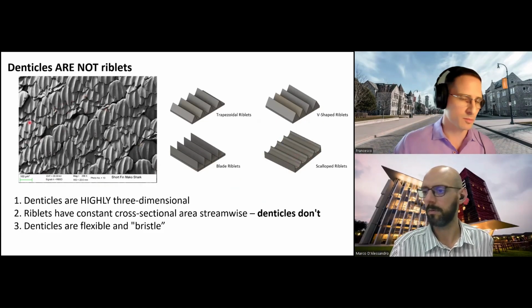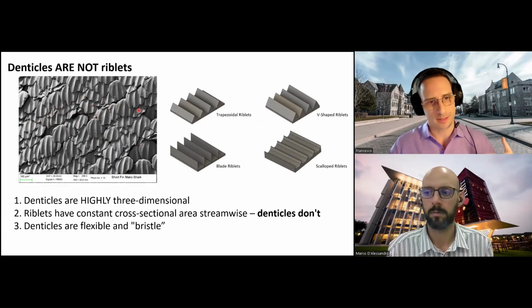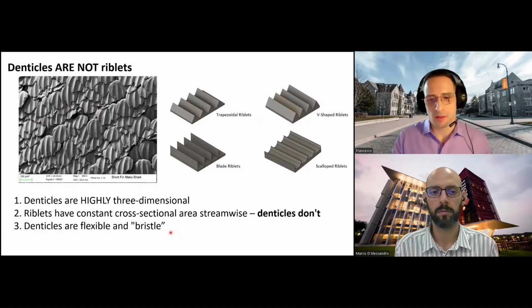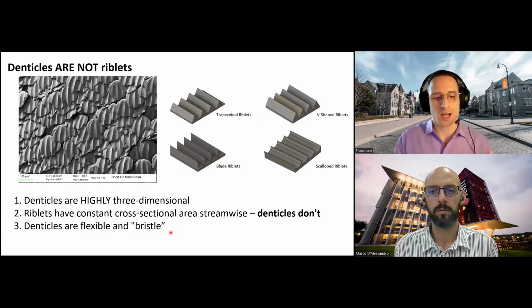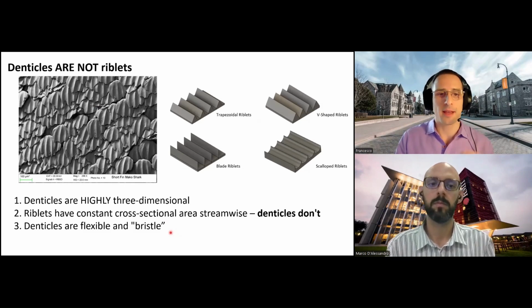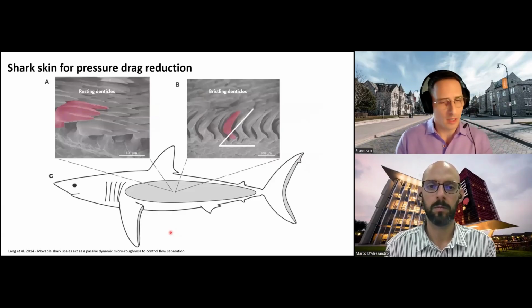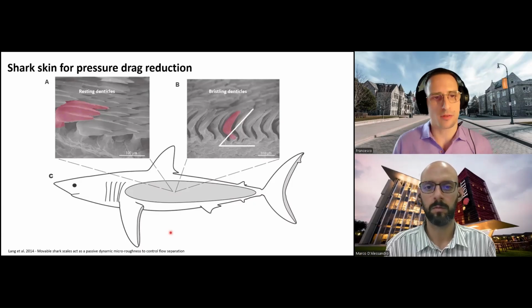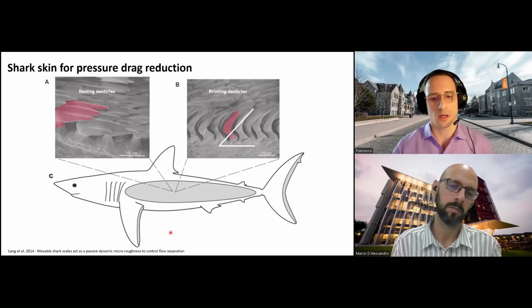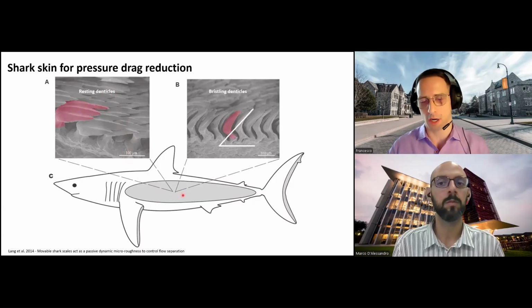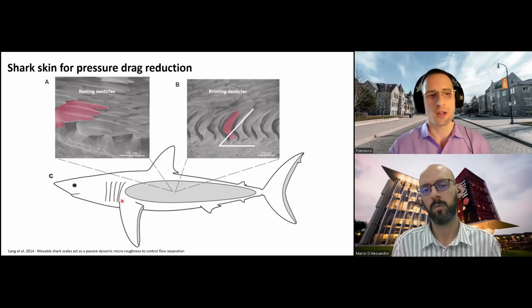see that along the shark's body, denticles and cross-sectional area actually do change. And finally, another important distinction between riblets and shark skin is that denticles are flexible and they can bristle. And this is something that has been proven quite recently, actually. And so you can, first of all, observe experimentally that denticles, both in shape and dimension, change along the shark's body, but they also change in their flexibility.